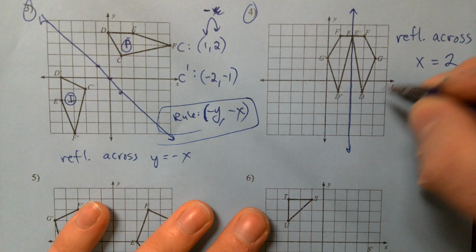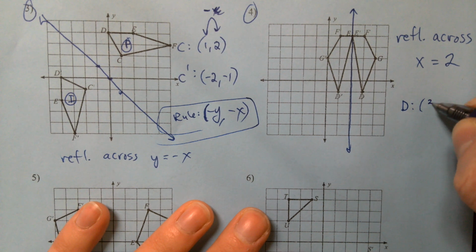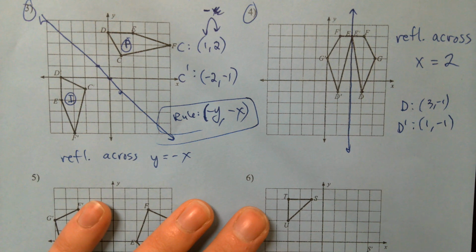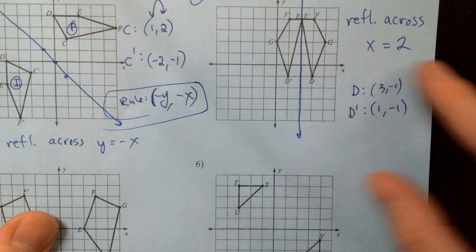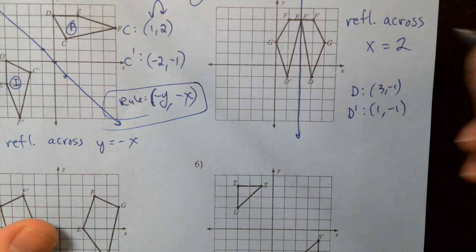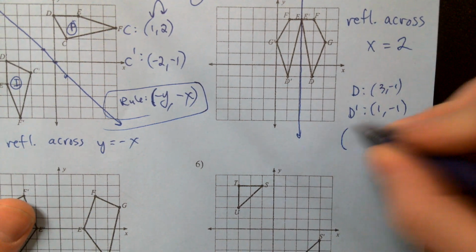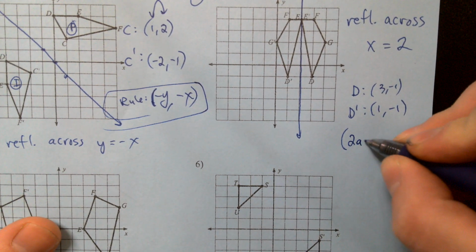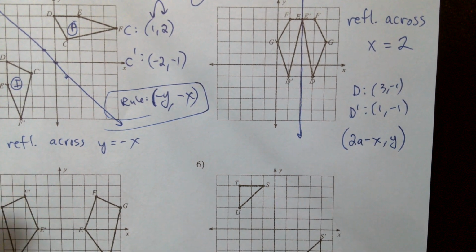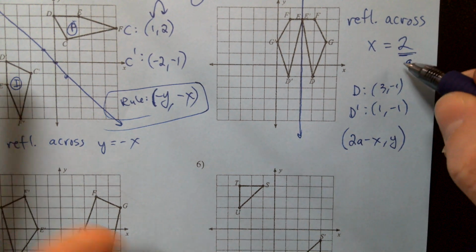So if I take point D and D prime, right? D is at 3, -1. D prime is at 1, -1. I know if I'm reflecting across an x equals blank or a y equals blank, my rule is going to be a little bit different, right? If I have a reflection across x equals 2, it's going to be 2a minus x, comma y. What is a equal to here? Yeah, Colby? 2. So I'm going to plug that in.